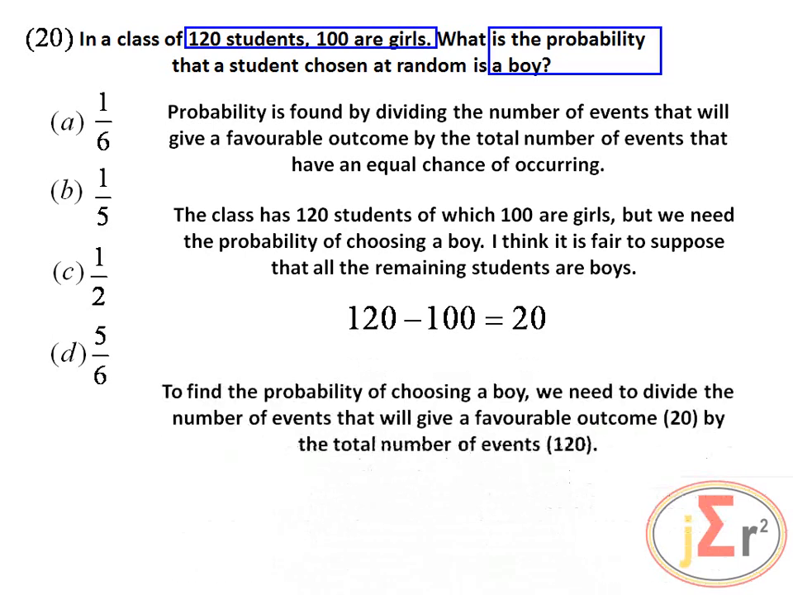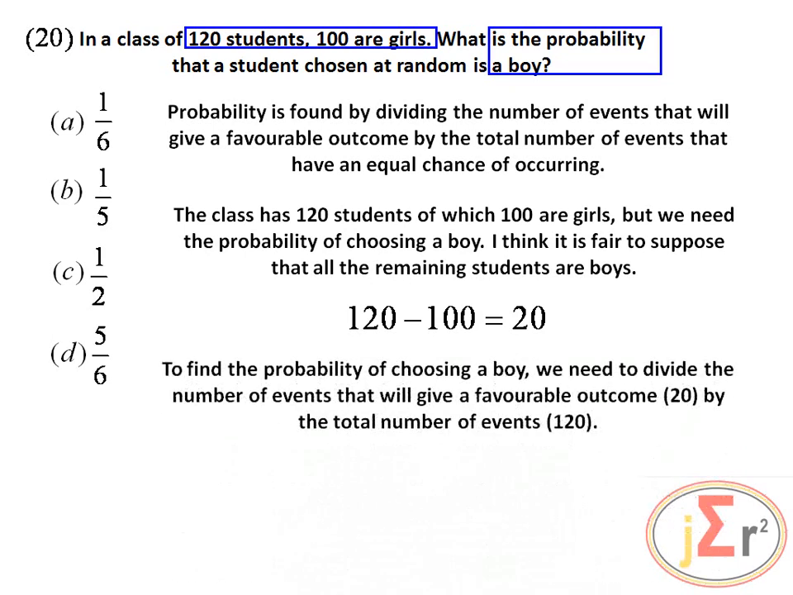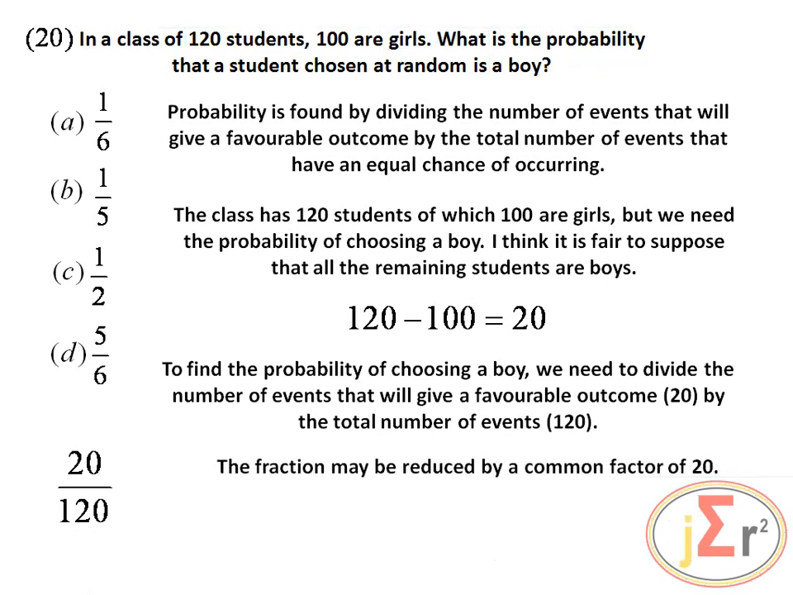Now we need to divide that by the total number of students. To find the probability of choosing a boy, we need to divide the number of events that will give a favorable outcome, which is 20, by the total number of events, which is 120. The fraction may be reduced by a common factor of 20. 20 into 120 is 6, and 20 into 20 is 1. The correct answer is option A.